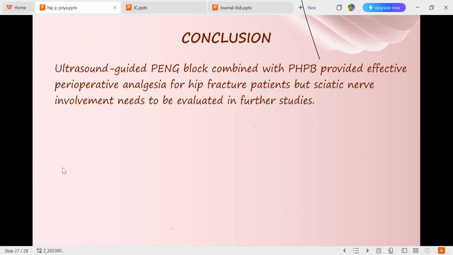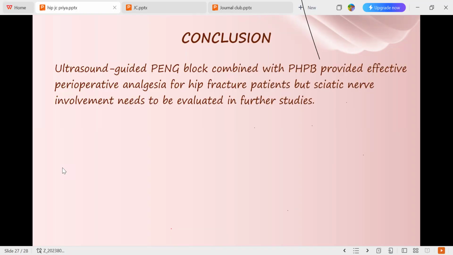No. I think, Priya, you also have to read the article again. They have specifically said that the LMA was given, general anesthesia after the PENG block combined with PHB, the PHP block. Yes, sir. Correct. So the question is whether they blocked both of them laterally. No, the PENG was given in the supine position. Yes, in the supine position.